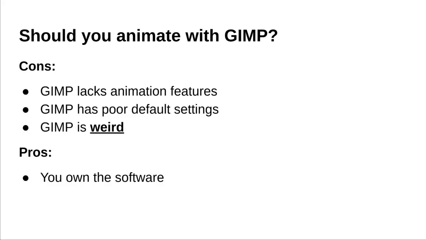The primary advantage is that you own the software. Whereas if you're using Adobe Animate, Adobe can just decide at any time to revoke your access to the program, or to use your art to train AI models without your consent, or to increase the subscription price. GIMP is free and open source software. You will always have access to it.